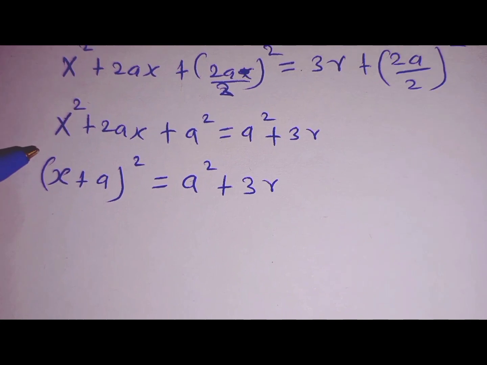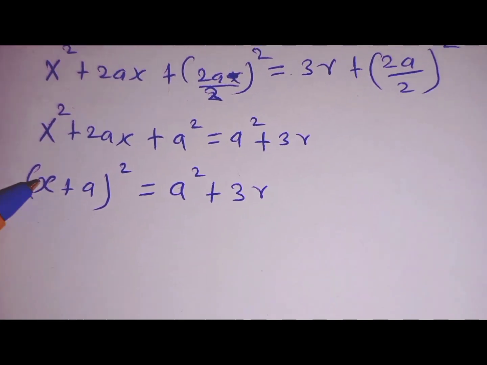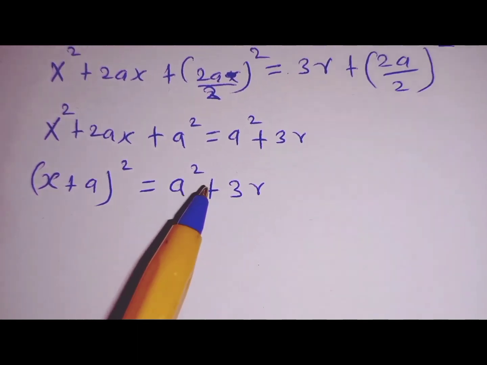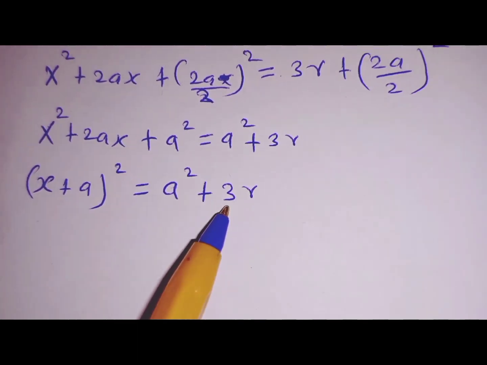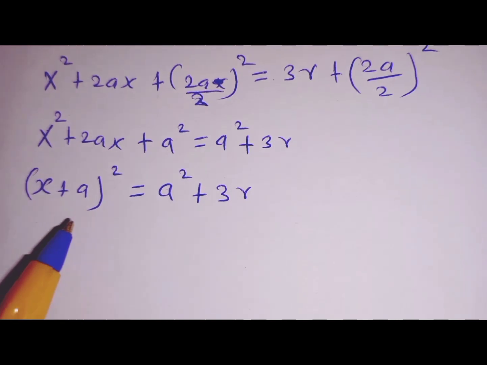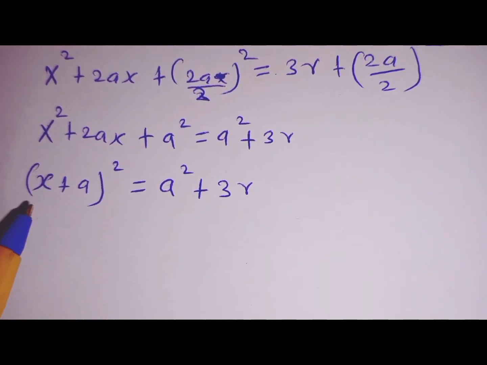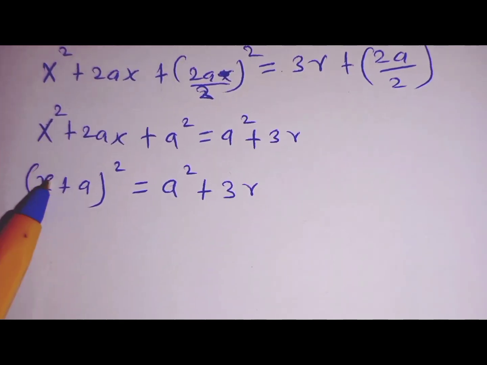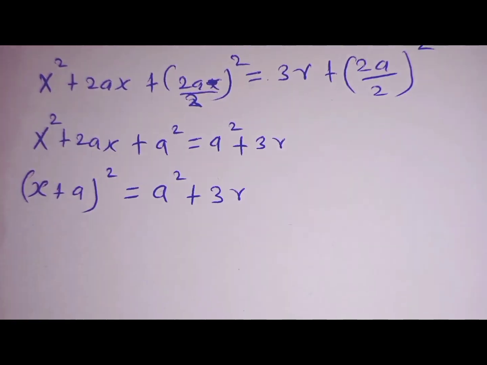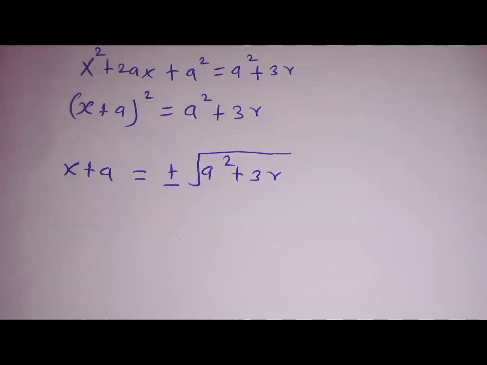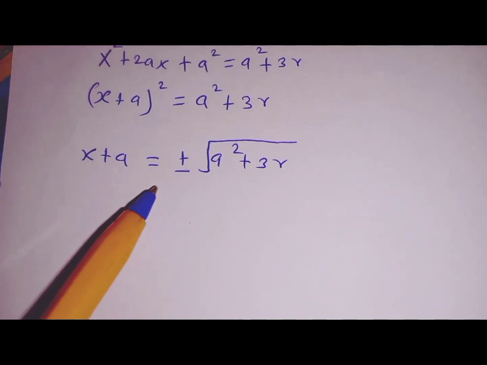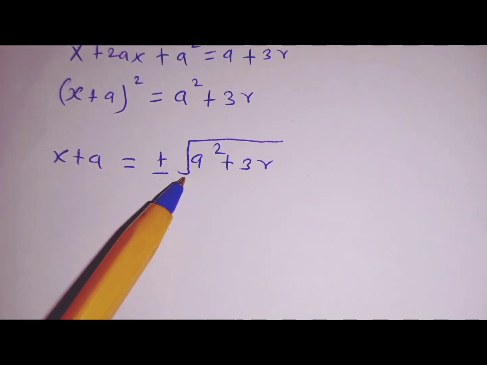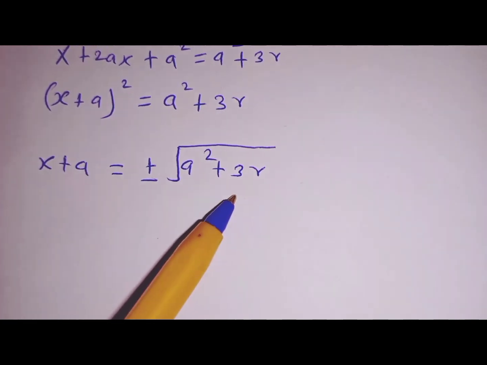So factorizing the left hand side, we shall have x plus a everything squared, which is equal to a squared plus 3r. Then from there now we are going to take square root both sides. So the square root of bracket x plus a everything squared will be x plus a, which is equal to plus or minus the square root of a squared plus 3r.